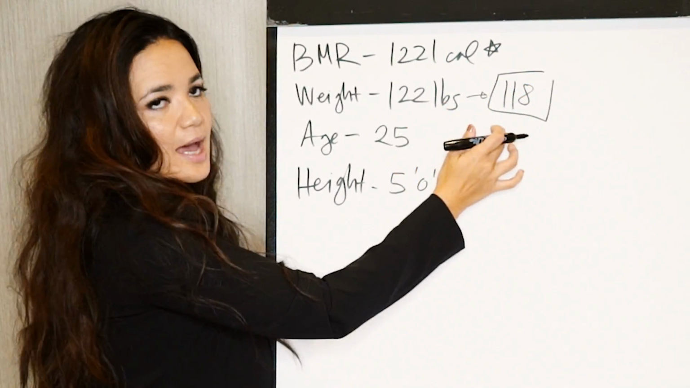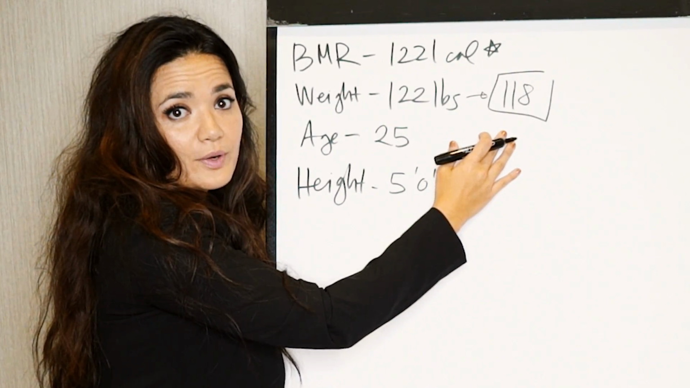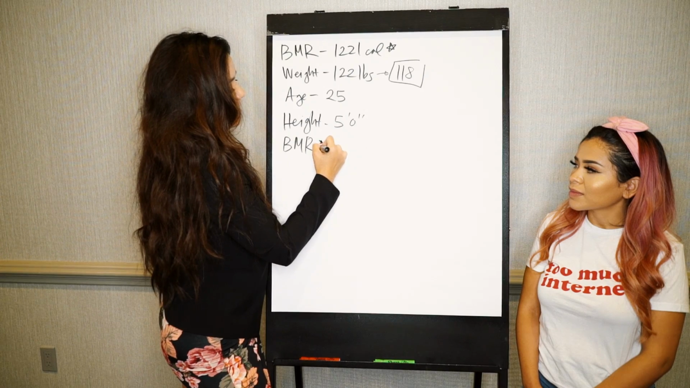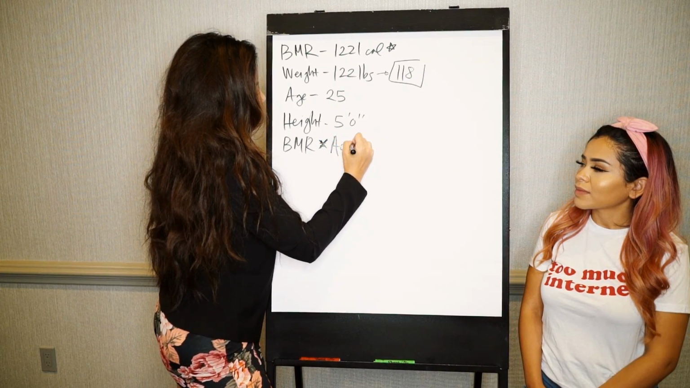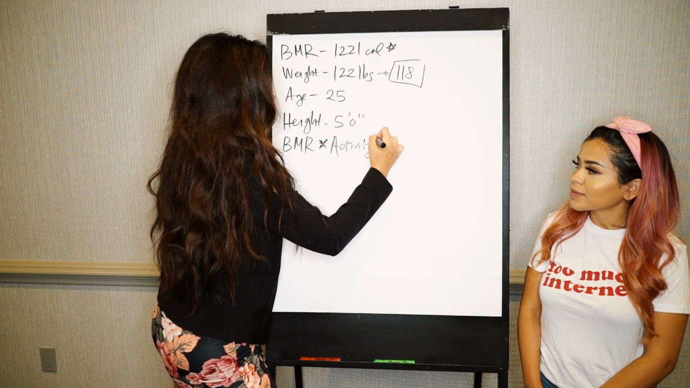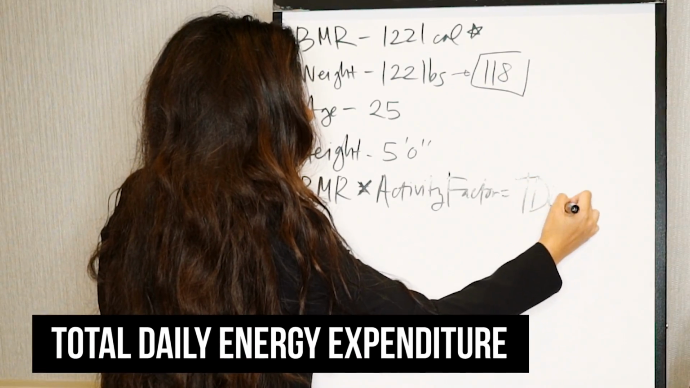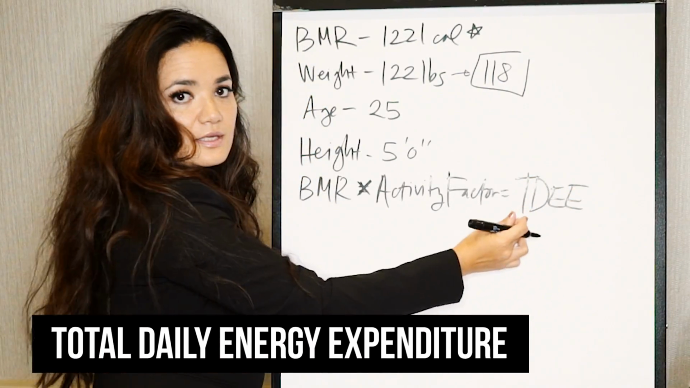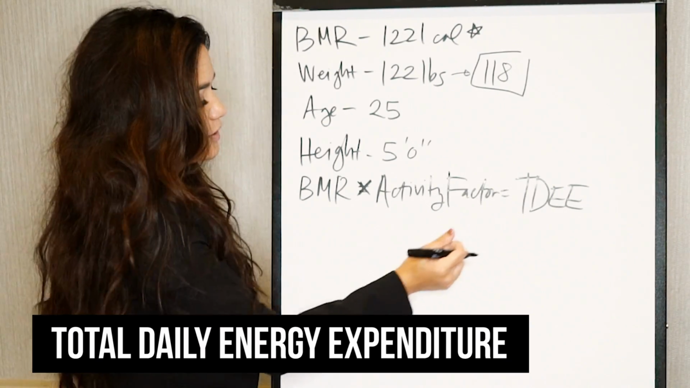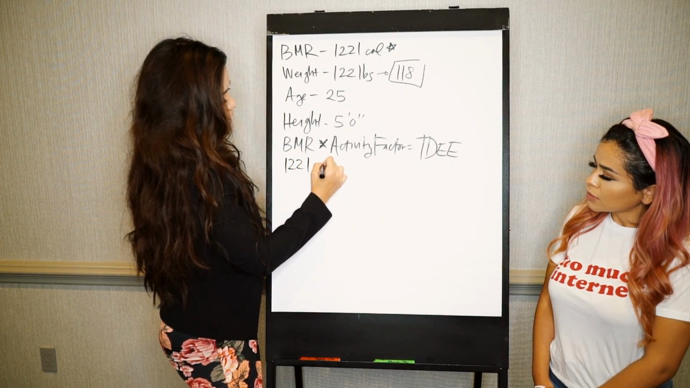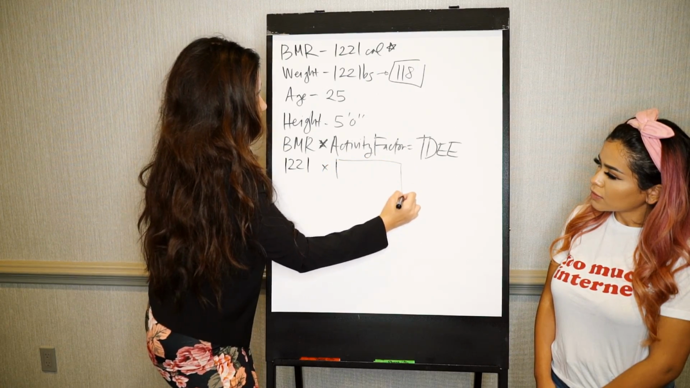So in order for that to happen, we need to apply a caloric deficit. We're going to take her BMR and we're going to multiply that by her activity factor. Okay, so, and that is going to tell us her TDEE. Her TDEE is her total daily energy expenditure. The first thing we need to know, we know her BMR, we just calculated, is 1221. Now we need to determine her activity factor.